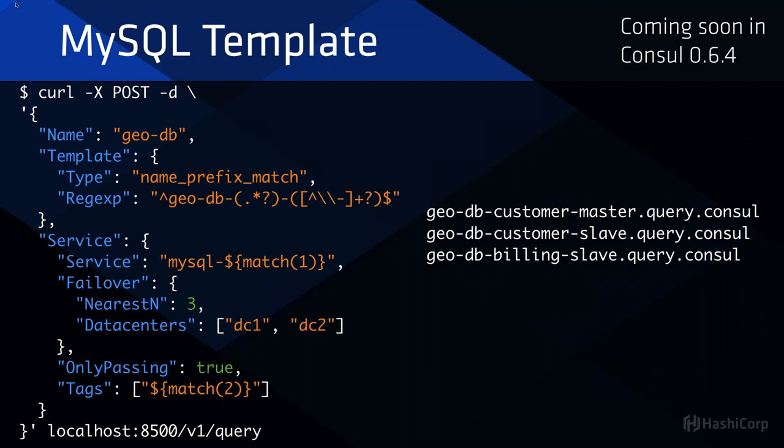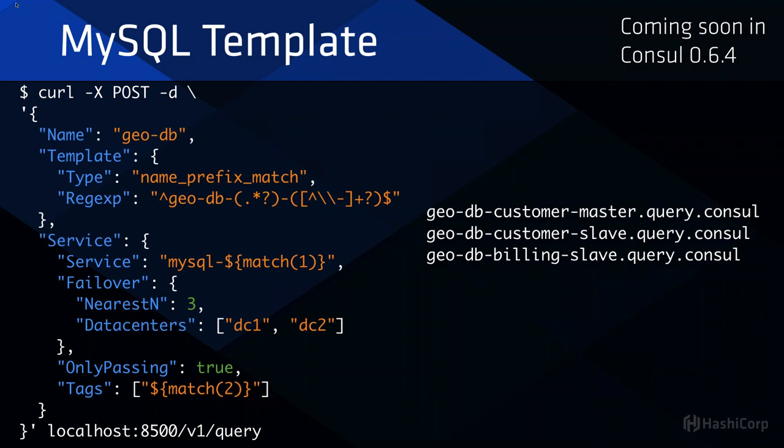In this case, we've also thrown in a couple data centers. So it says, try the 3 closest ones, but make sure you also try these 2. Only passing. This is just to show some more options that are possible. So this says, only give me ones that have passing health checks. Don't give me anything that's in a warning or a critical state. And then we're taking the rest of the match and putting that into the tags.